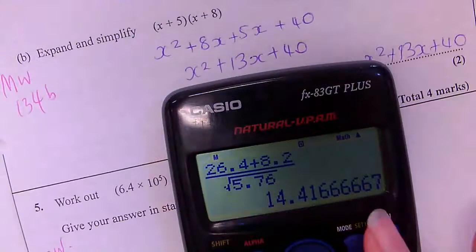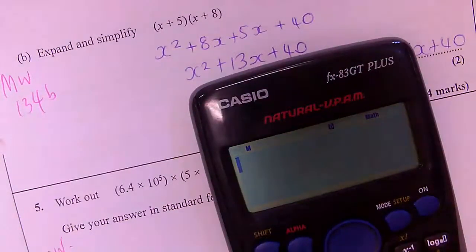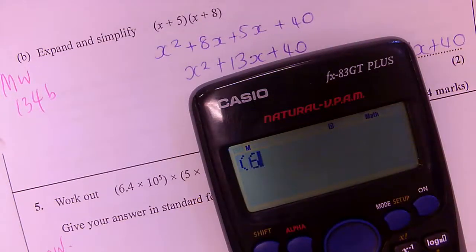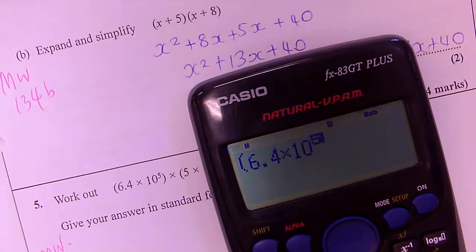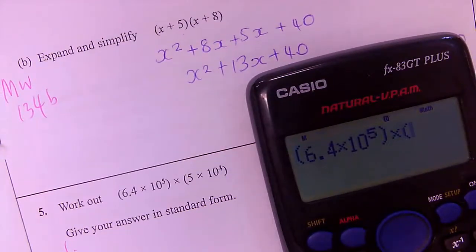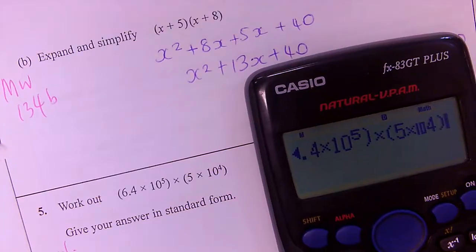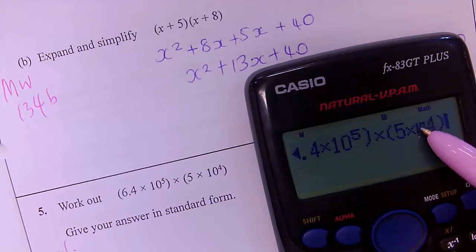Right, next, work out in standard form. This is a calculator paper, so type it straight in. So we've got bracket 6.4, you can either use this button here, times 10 to the 5, if you like, that's the proper way to do it. Or you can do times 10 to the power of 5. It really doesn't matter. Close your bracket, it's the same thing. Bracket 5 times 10 to the power of 4. Close your bracket. If you're using this button down here, you don't need the little 4. It knows what it's doing with that.